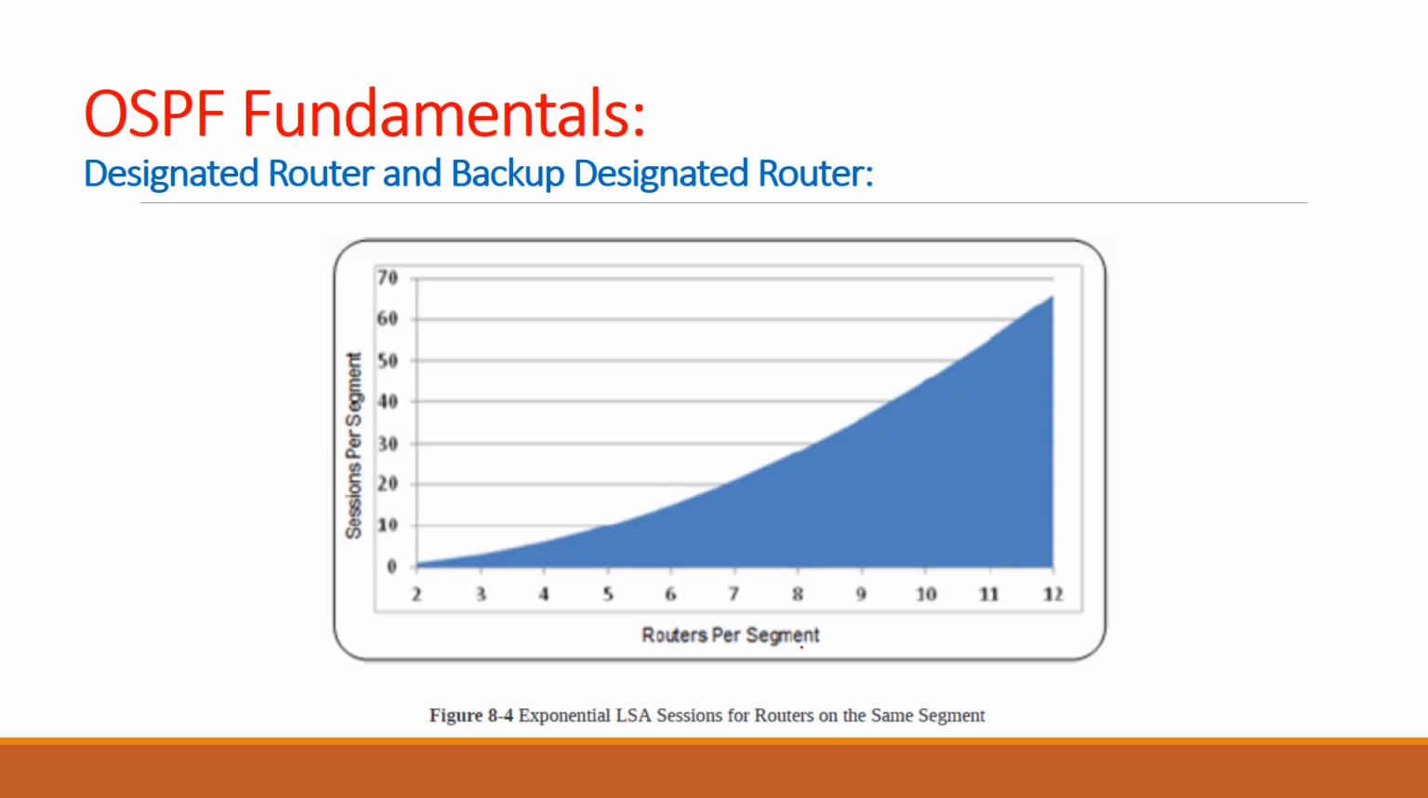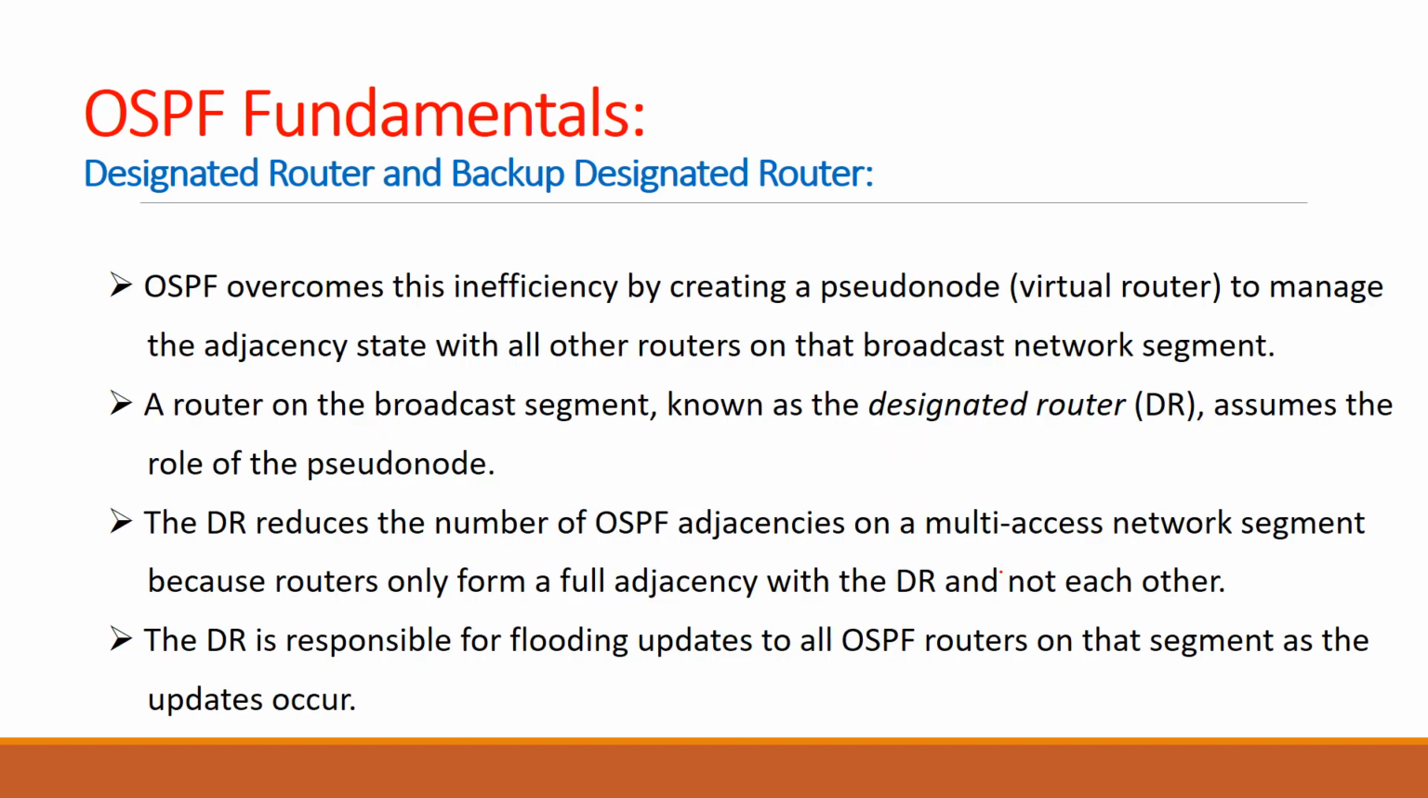Let's give here a diagram. When the number of routers increases, the number of sessions per segment increases in this way. So if you have 5 routers here, the number of OSPF sessions will be 10. In case of 6, it will be 15, and so on. Once the number of routers increases per segment, the number of sessions or OSPF adjacencies increases. What should we do in this case?